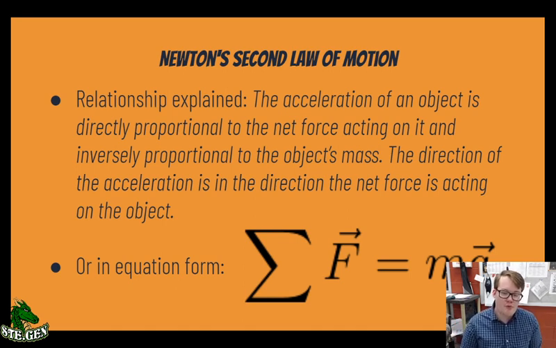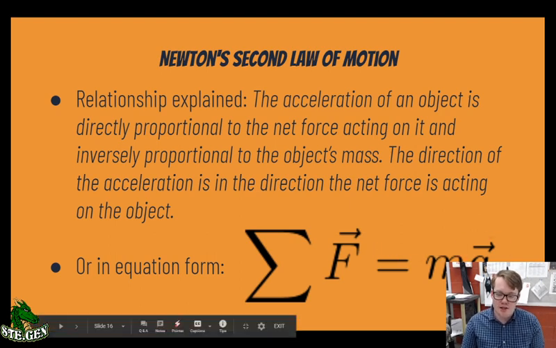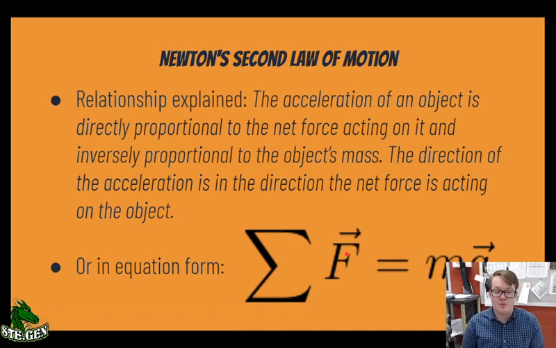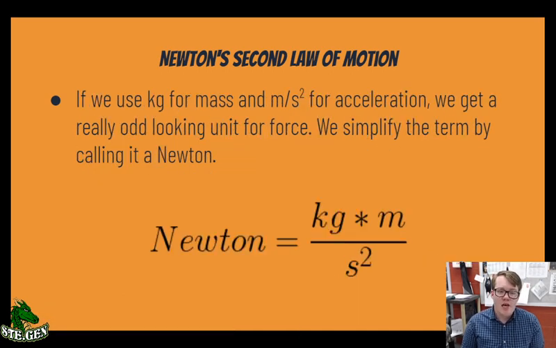Or in equation form, we say that the sum of the forces is equal to the mass times the acceleration, or F equals ma. Newton's second law, you're going to be using this for most of the problems this chapter. If we use kilograms for mass and meters per second squared for acceleration, we get this really odd-looking unit of kilograms meters per second squared. That's what we call a Newton.